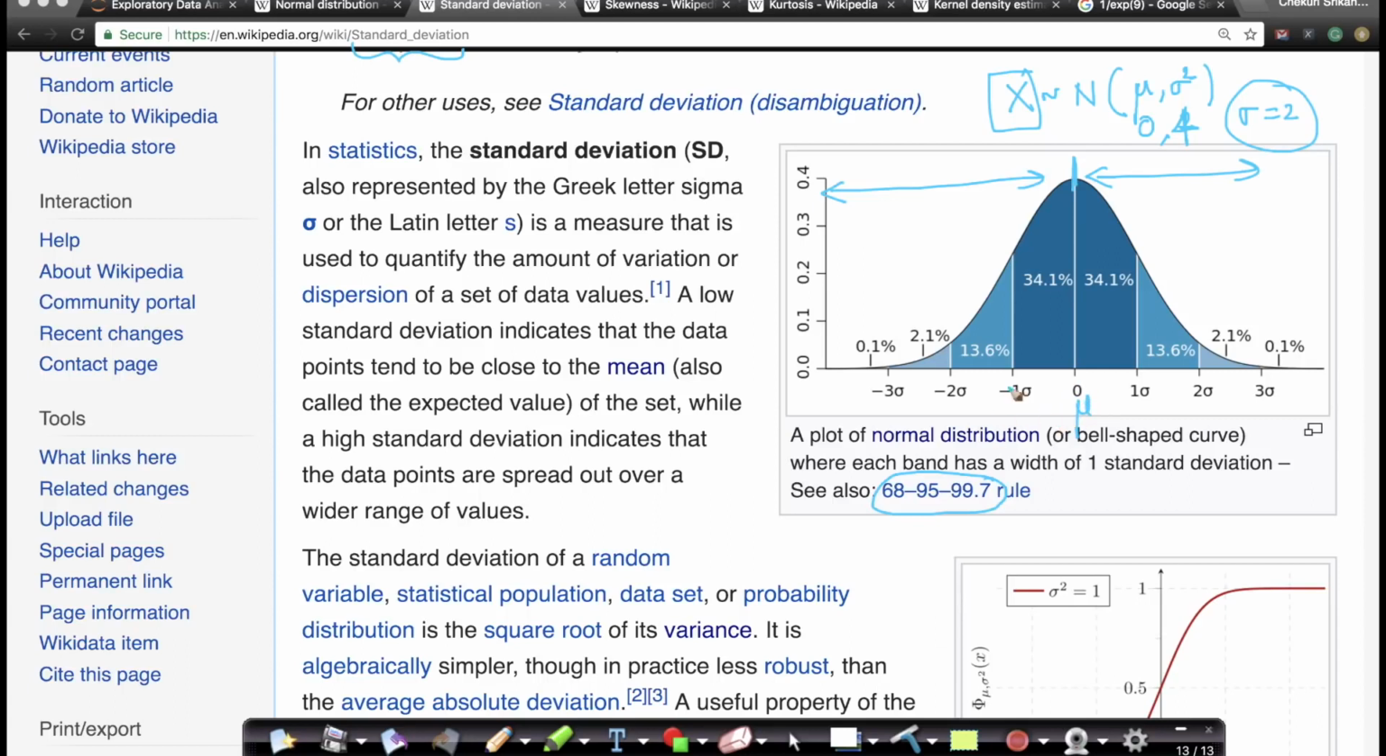Now the next thing is, between your mean and, so here what is our first standard deviation? This is called the first standard deviation, right? My first standard deviation is 2, so 1 into 2 will be 2, right? So for my random variable x, which has a mean of 0 and a variance of 4, between 0 and 2, I can find 34.1% of my points here.